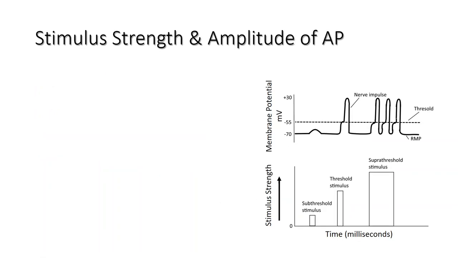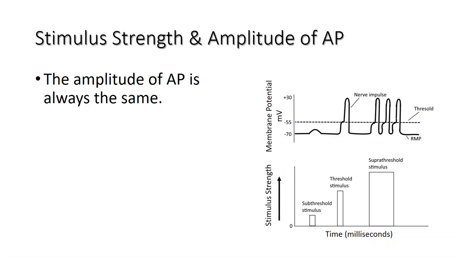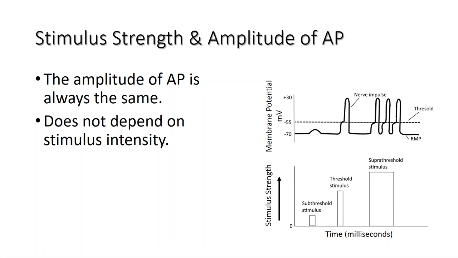Once an action potential is generated, the amplitude of an action potential is always the same and does not depend on stimulus intensity. Indeed, the greater the stimulus strength above threshold, the greater the frequency of the action potential. This means that several action potentials will form in response to a suprathreshold stimulus, but each of these action potentials has the same amplitude as a nerve impulse caused by a threshold stimulus.